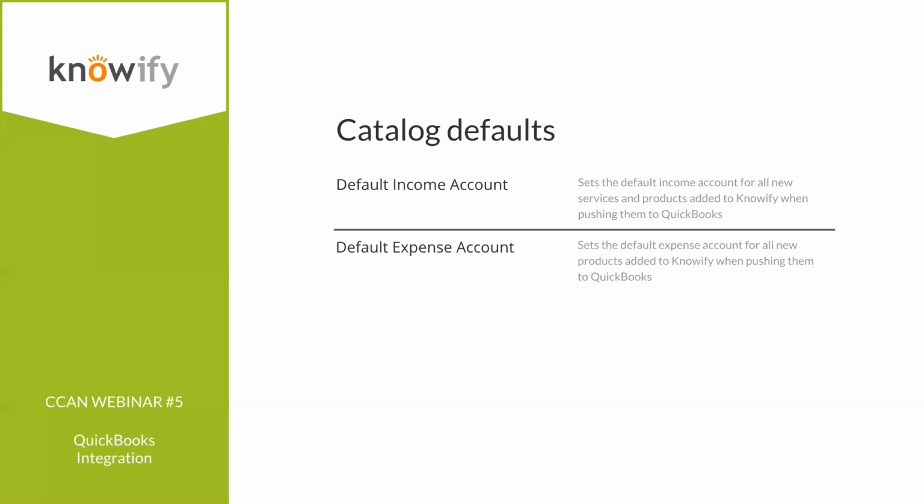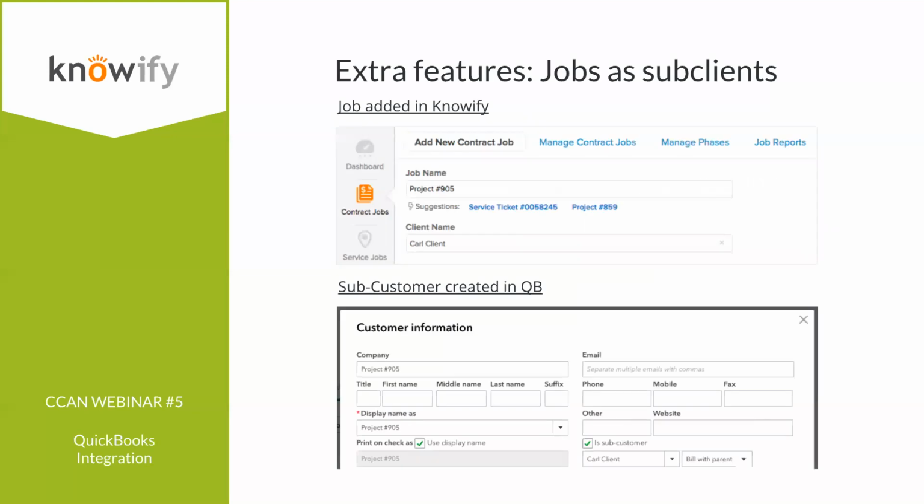Since Knowify doesn't have its own chart of accounts, we expect you to set a default so we have something to assign to it so it can push to QuickBooks without any difficulty. It can always be adjusted very easily. It can be adjusted again in Knowify or in QuickBooks. But this way, when you add new items, things will move back and forth without any issues.